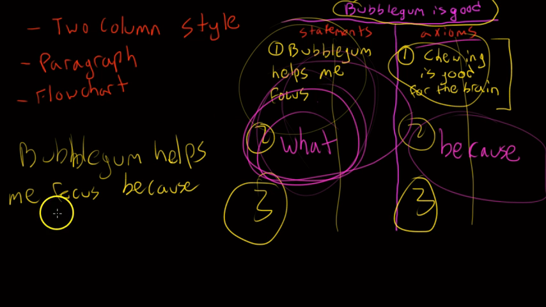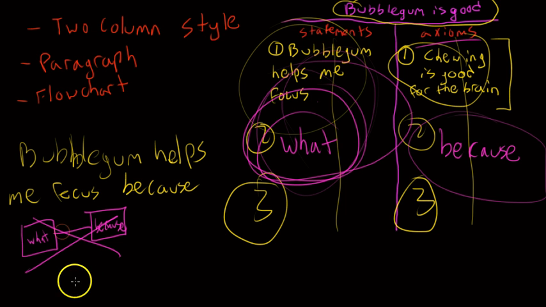And then a flowchart really is just using these boxes. So you'd say here would be your what, and then connected to it would be your because. I don't recommend this style of proof. It's not as standardized, and it's a little more difficult to both do and grade. But that's the basic idea of a proof.